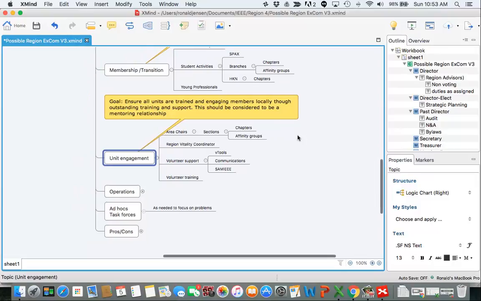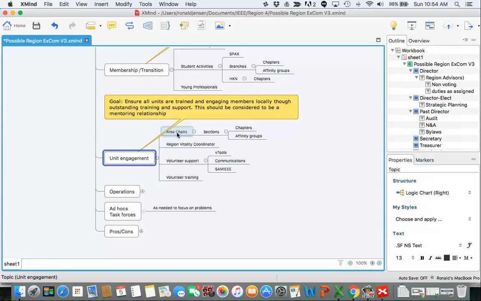Obviously within here are various positions we've had in the past. So area chairs, and the area chairs are our conduit to the sections, right? They're the ones who talk to the section chairs, and our intention is that they are the support people for sections, chapters, and affinity groups.